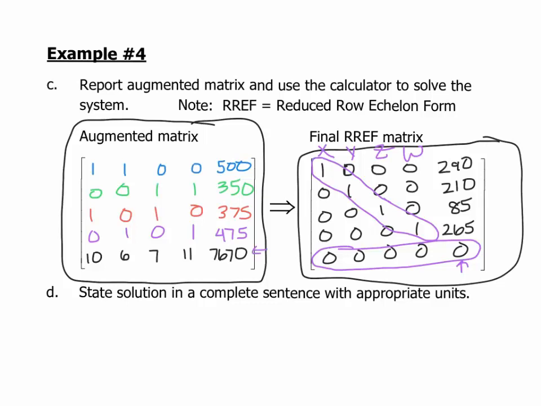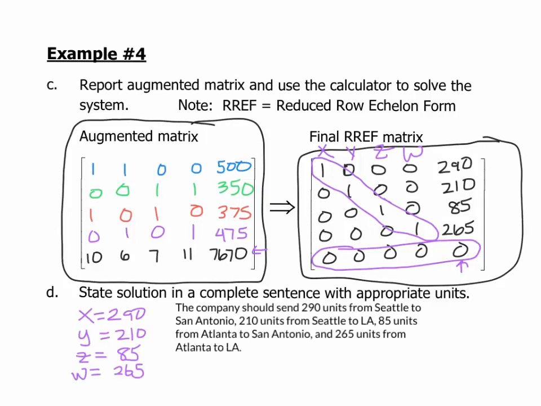Our solution ends up being x equals 290, y equals 210, z equals 85, and w equals 265. Our sentence should read something like, the company should send 290 units from Seattle to San Antonio, 210 units from Seattle to LA, 85 units from Atlanta to San Antonio, and 265 units from Atlanta to LA.